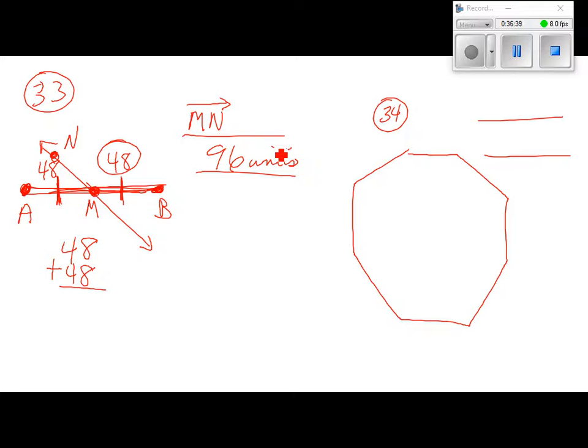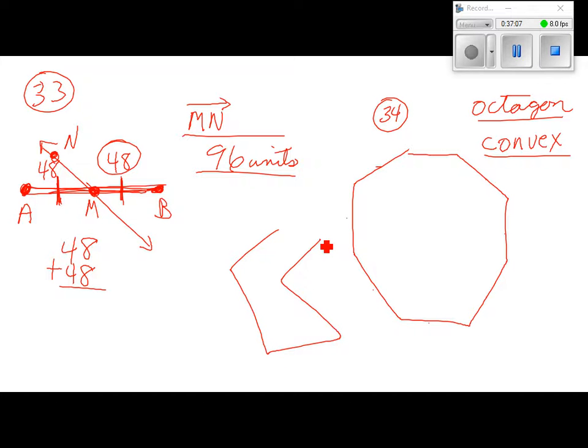34 says classify the polygon by the number of sides. So we just count the sides. 1, 2, 3, 4, 5, 6, 7. Looks like it's got 8 sides. Well, if it's got 8 sides, you should remember that then it is called an octagon. And then it also says tell whether it's convex or concave. This one happens to be convex. Remember, concave are the ones where you have a polygon and one of the sides is caved in, like it goes in. The angle inside is more than 180 degrees.